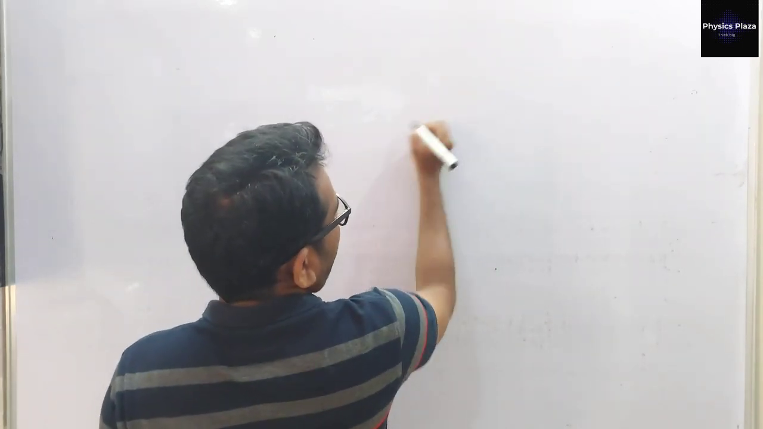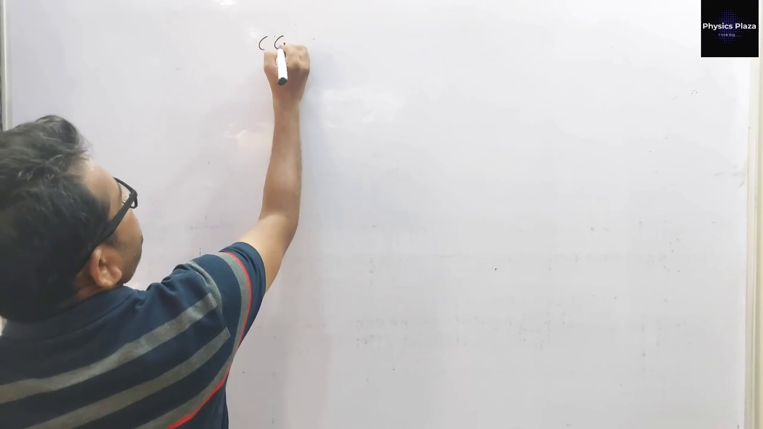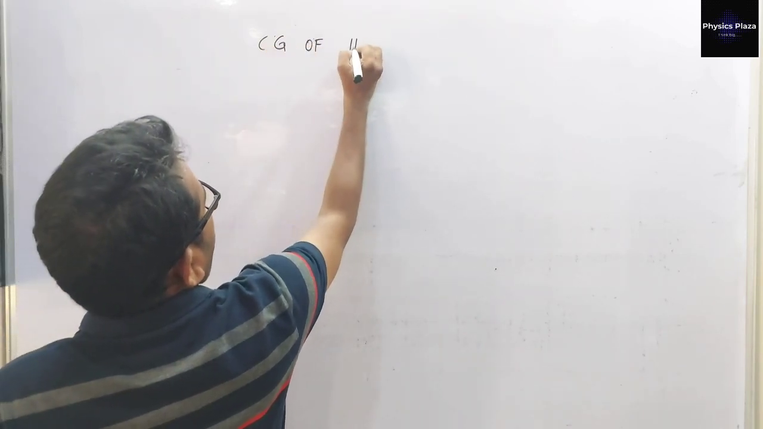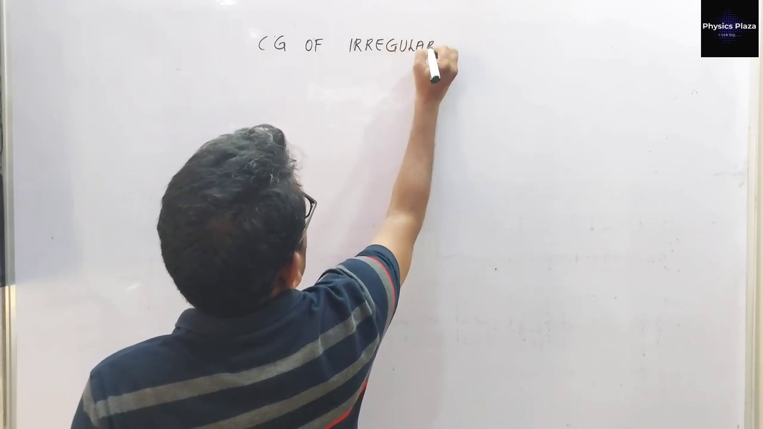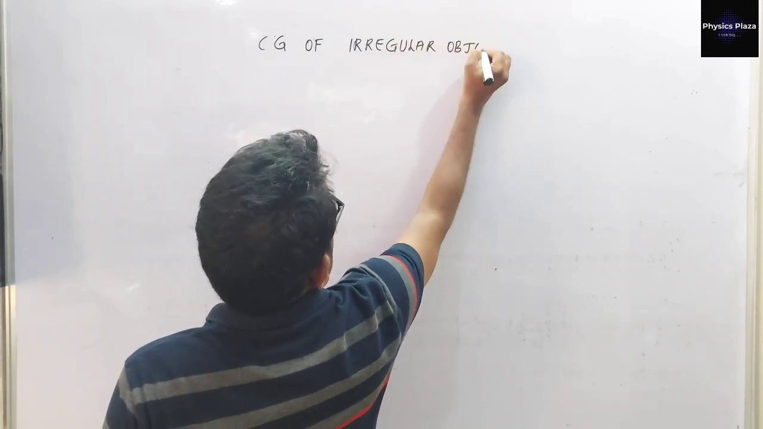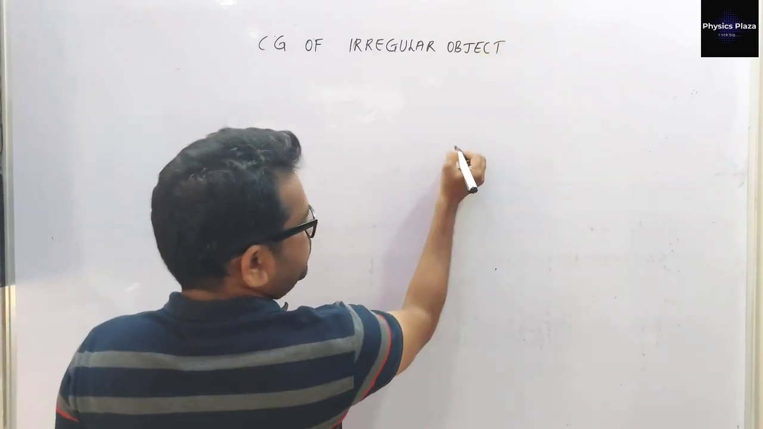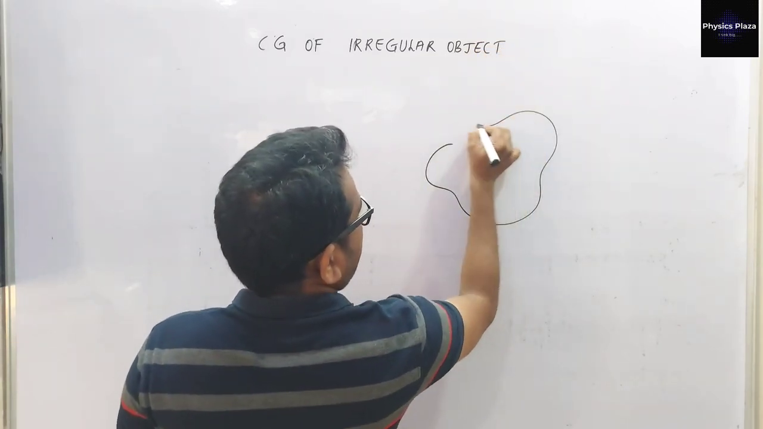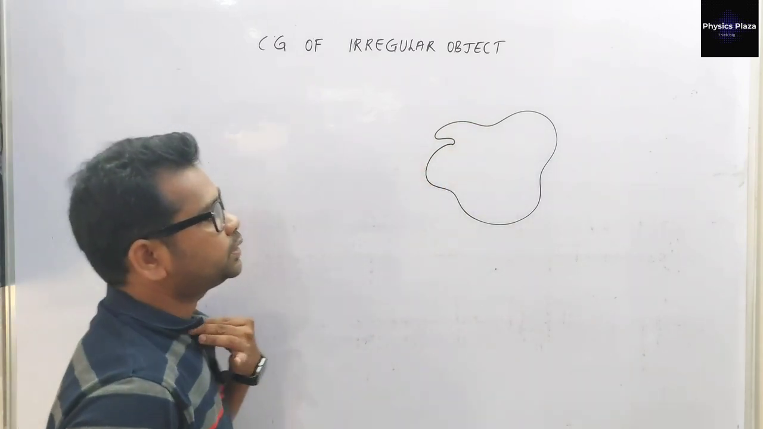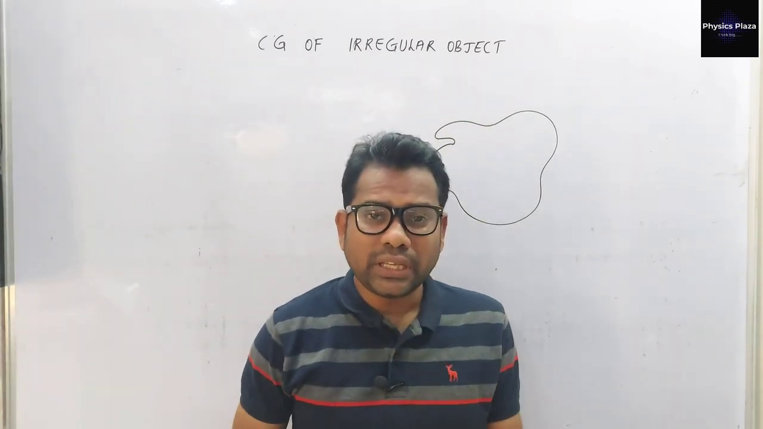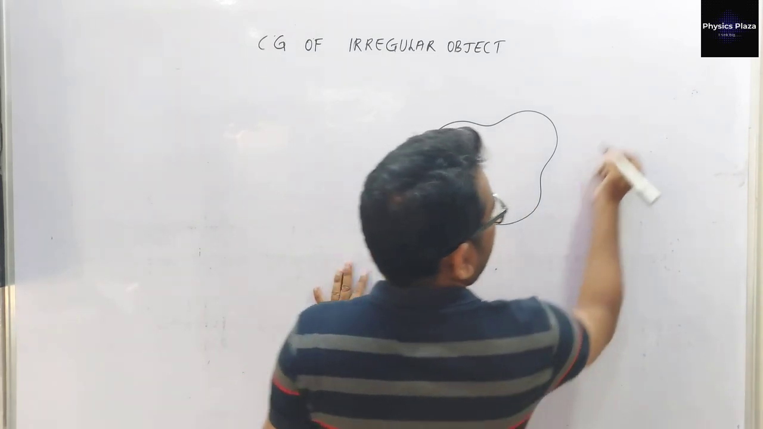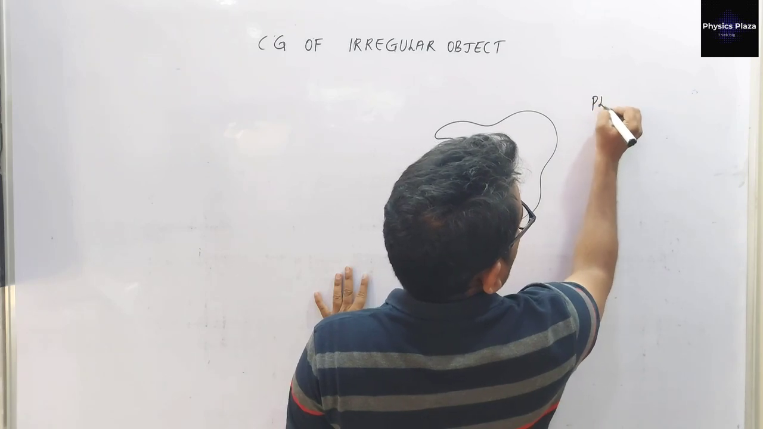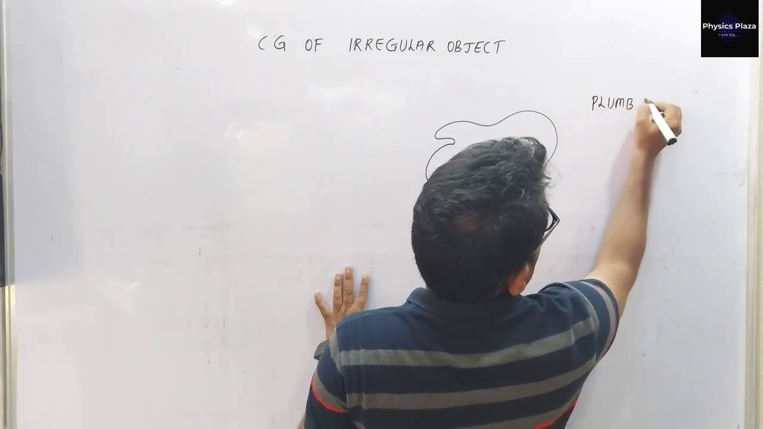But for an irregular body, children, for example, finding the center of gravity of an irregular object. Look here. Let us say this is an irregular object. Now, for this irregular object, can you see that the center of gravity will be situated exactly at the midpoint? No, we can't say that. So for this, children, we are going to use the plumb line concept. Very important. It is the plumb line concept.